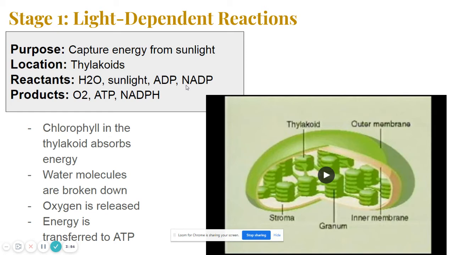In addition, since we have solar energy, we now have excited electrons, and these electrons are going to be carried by NADP, which becomes known as NADPH. The H here indicates that it's carrying electrons. So here it's not carrying any electrons, not yet, but when it actually carries electrons, we refer to it as NADPH, which means that it is fully energized and ready to be moving these electrons around to another part of the chloroplast.